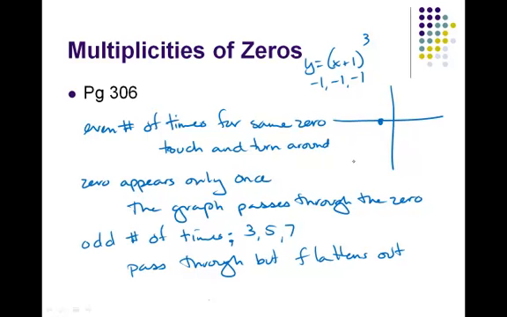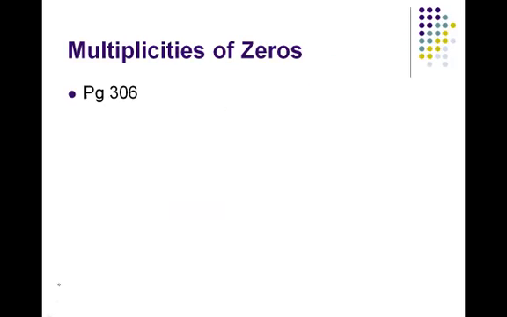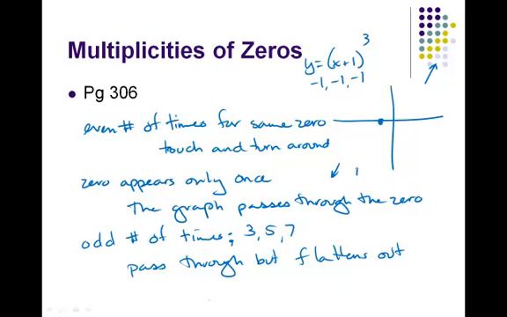Now the graph is going to come down. It's got to have end behavior up on the left, down on the right, or up on the right, down on the left. But when it comes through, instead of going through like a straight line, it's going to come up from the bottom, flatten out, and pass through. So these are the three situations. They are recapped on page 306 for you. And that's what happens with multiplicity of zeros.